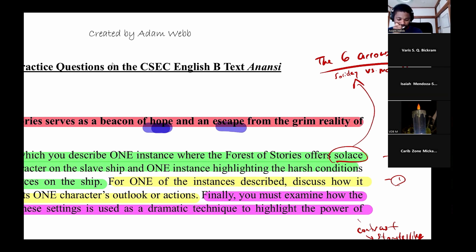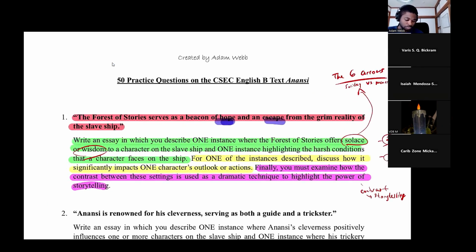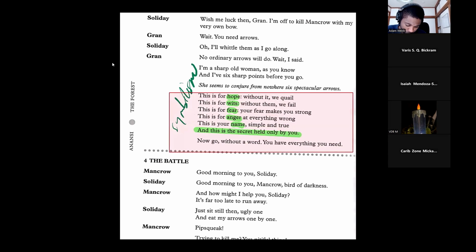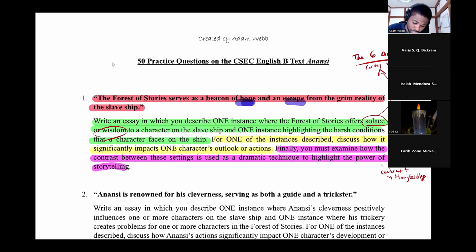And this is the secret held only by you. Funny enough, the girl says it. She says, "That's our secret." That story comes back. That word secret comes back. And then finally Grant says to Soliday, "Now go without a word. You have everything you need." All right, so I would have said that would have been the first instance.